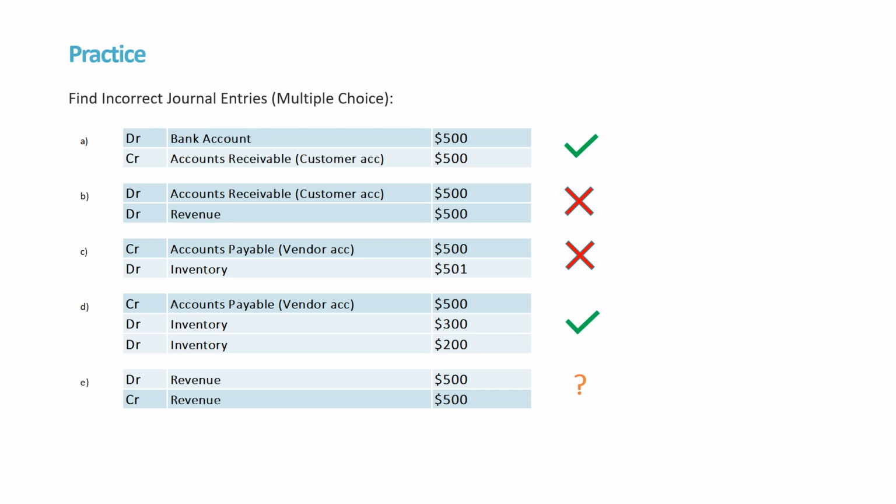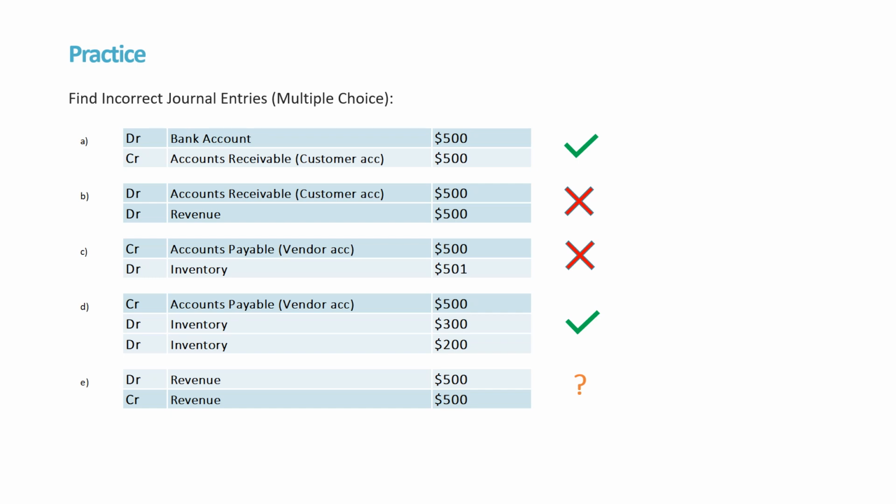On our next document, there are two debit and one credit lines, which is fine as long as the values match. Here, the total debit and credit values match, indicating that the entry is correct. But what about the last option?